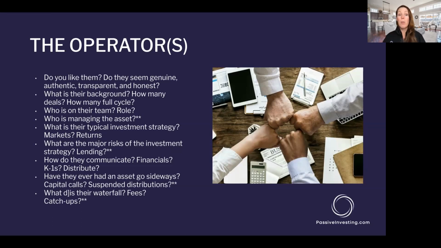Okay. For us, we communicate on a monthly basis. We give out quarterly financials. We target to get K1s to our investors by March. We have restructured our process to hit that timeline this year. And on our assets, we're looking to distribute monthly or quarterly, depending on which asset.